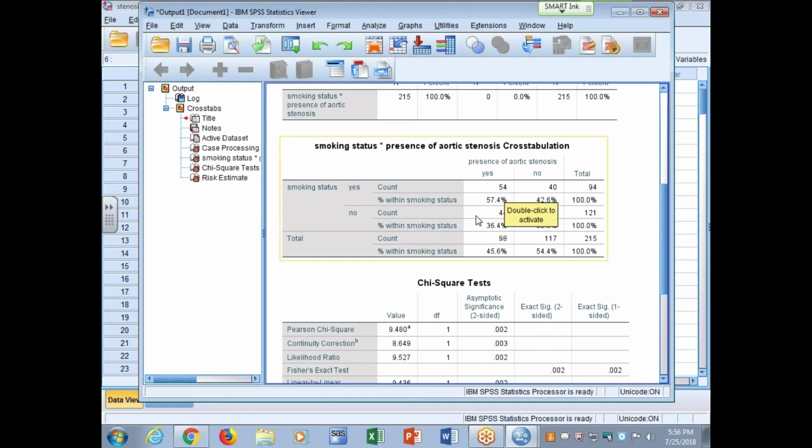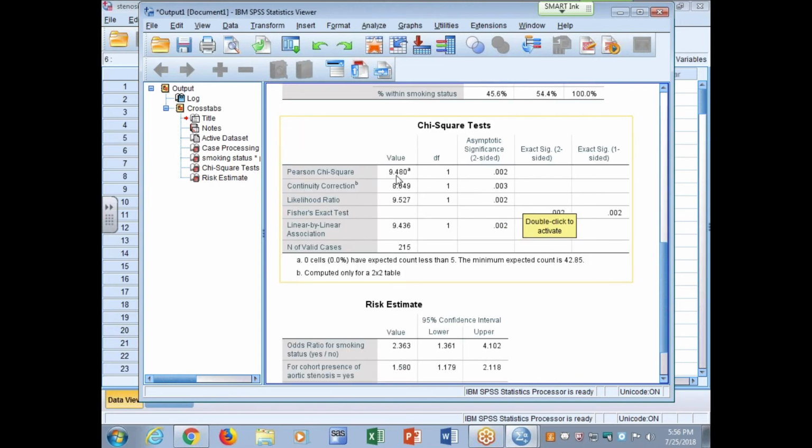I didn't show the expected values here, right? It would be 54 minus the expected value squared over the expected value, and then I would do that for each cell, so I'd get four numbers, add them together, and they would come out to be 9.4, 9.5 roughly. Okay, and I would take that value of chi-squared.